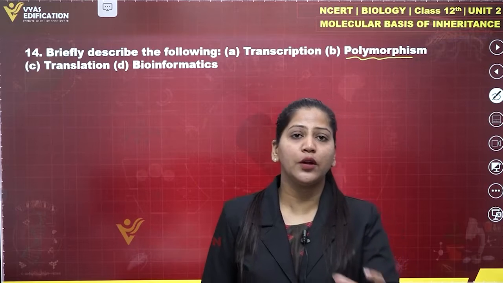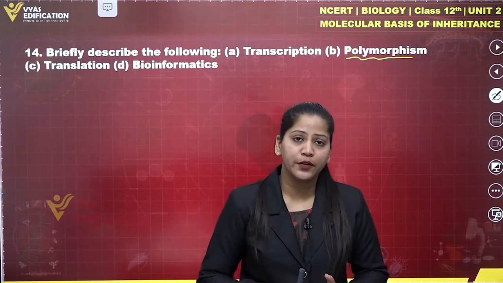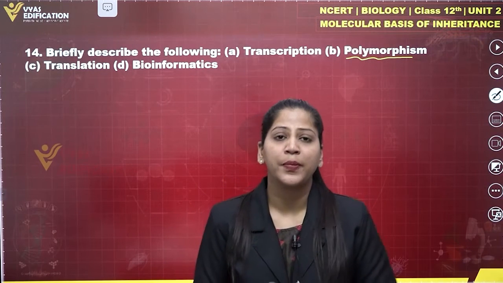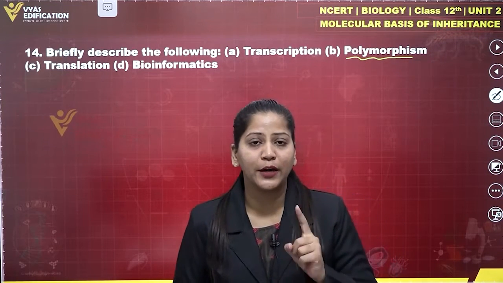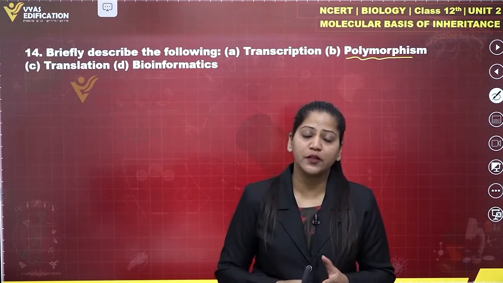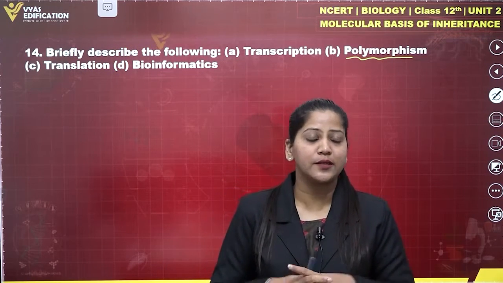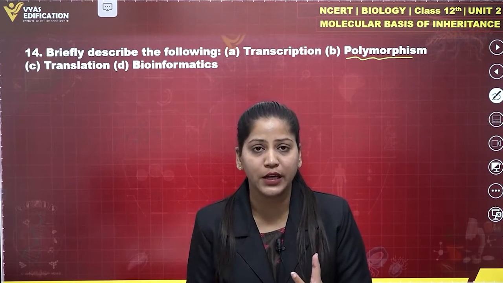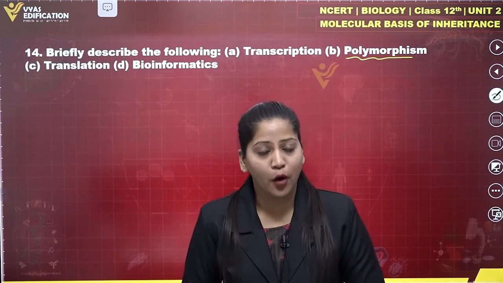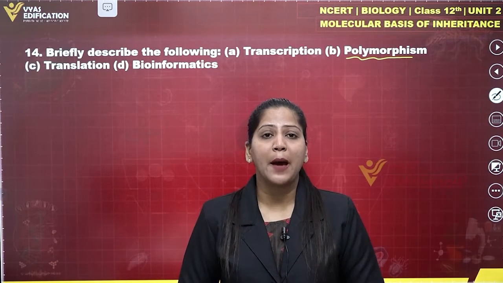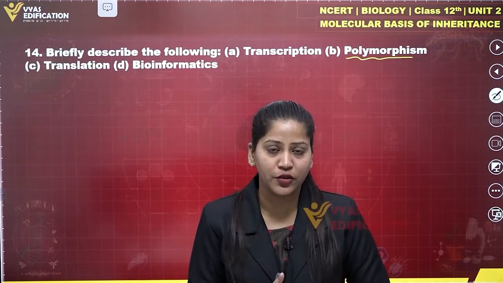Which leads to the formation of several different kinds of individuals among the members of one particular species. What is polymorphism? Polymorphism is a kind of genetic variation which results in the formation of several different kinds of individuals among the members of one particular species.